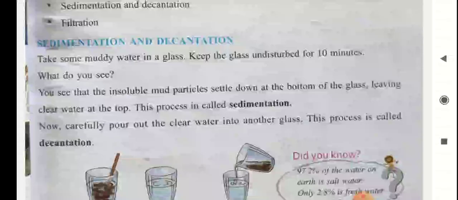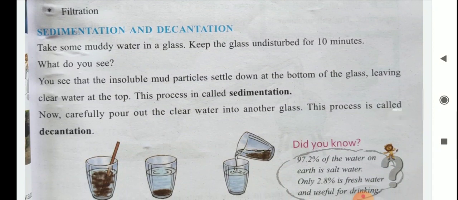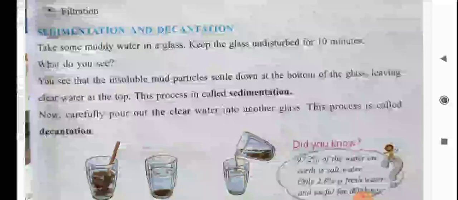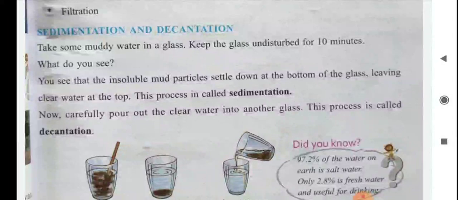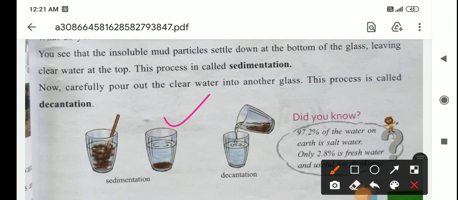Take some muddy water in a glass. Keep the glass undisturbed for 10 minutes. Don't shake the glass, just keep it for 10 minutes. Then what do we see? We see that the insoluble mud particles settle down at the bottom of the glass, leaving clear water at the top. Like this we observe. This process is called sedimentation.